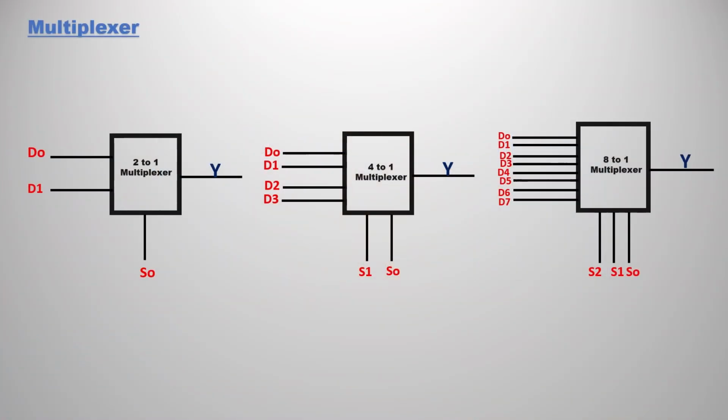These are the three basic multiplexers that we should know: 2x1, 4x1 and 8x1. For basic understanding, these are discussed in our previous video, so check out that video. I am giving the link in the description box, but if you know the basics, let's move forward.